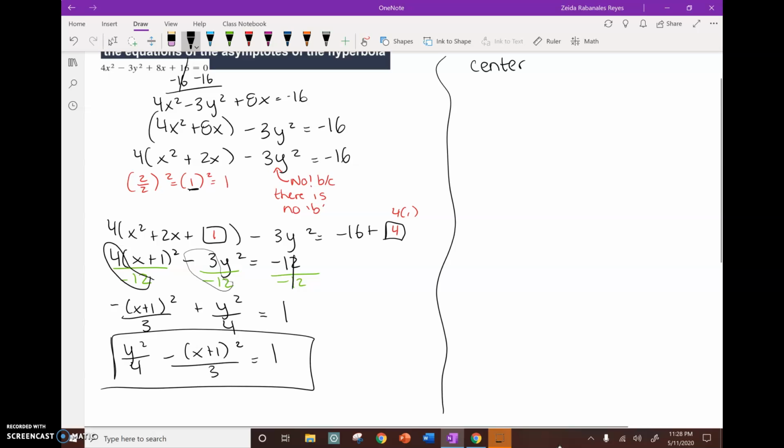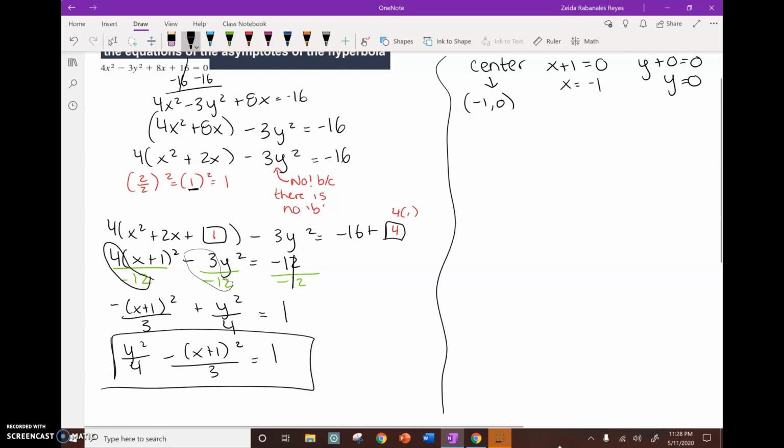So I need the center. That is x plus 1 equal to 0. And then the y doesn't have a value, so it's y plus 0 is equal to 0. X is equal to negative 1. Y is equal to 0. My center is negative 1 comma 0.